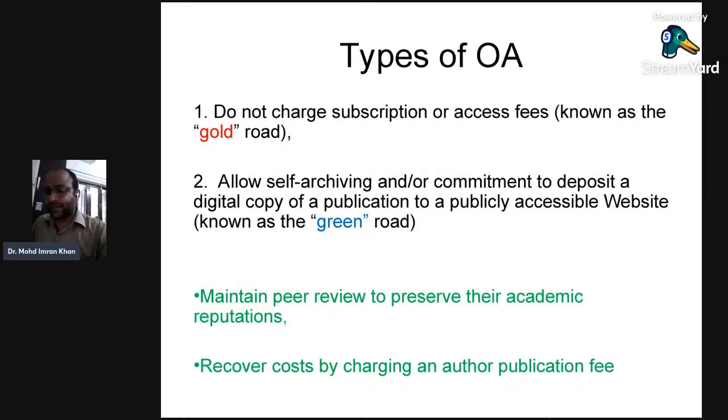If we talk about types of open access, then there are two types. One is the gold route, another is the green route. Here you can see that it does not charge a subscription or access fee, where you are not even required to pay the subscription fee or access fee. So this is the gold route. Secondly, the green route, wherein you are allowed self-archiving or a commitment to deposit a digital copy of a publication to a publicly accessible website. Here also you maintain peer review to preserve their academic reputations. You can recover costs by charging an author publication fee.